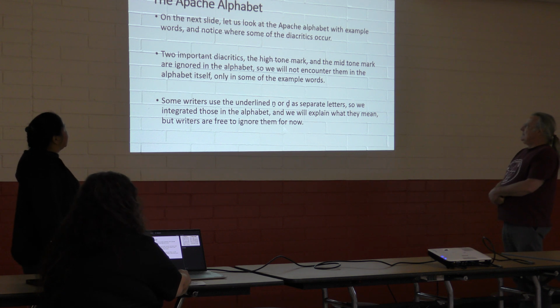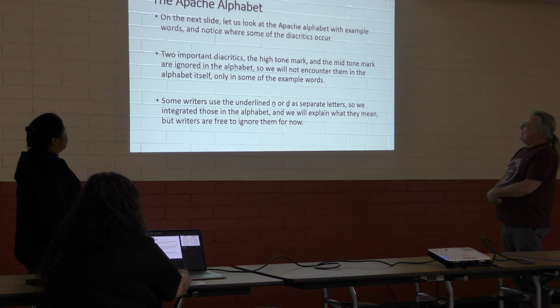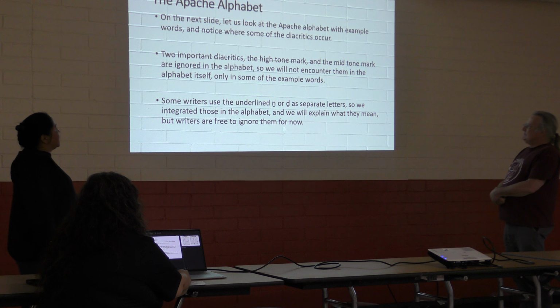The Apache alphabet is on the next slide. Let us look at the Apache alphabet for example words, and notice where some of the diacritics occur. Two important diacritics, the high tone mark and the mid tone mark, are ignored in the alphabet. So we will not encounter them in the alphabet itself, only in some of the example words.